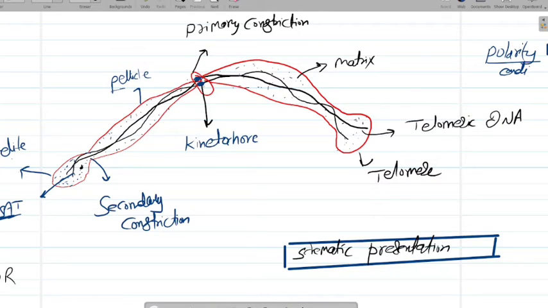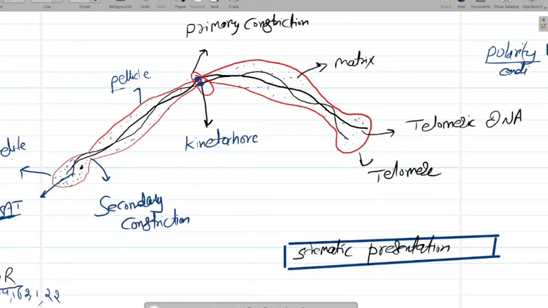Besides the primary constriction, the chromosome also has a second constriction. We call it the secondary constriction. If your secondary constriction has a nucleolus, then we call it the NOR, nuclear organizer region. In humans, chromosome numbers 13, 14, 15, 21, and 22 have the NOR region on them.